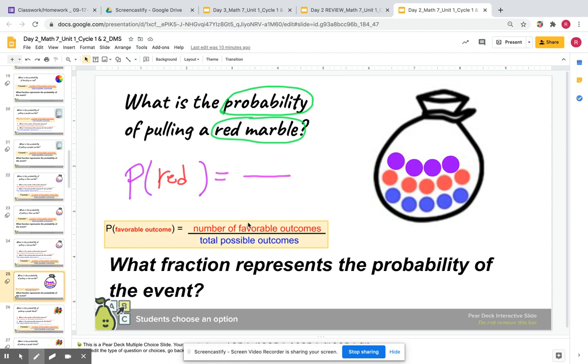It has a numerator and a denominator. Anyways, the numerator is the number of favorable outcomes, so go ahead and count those. I hope you were able to count that there's 5 red. That's our favorable outcome. Matches up. The denominator is the total possible outcomes. Go ahead and fill in the denominator. Okay, I hope you were able to notice that there was a total of 14 marbles. That's the total. Anyways, this is your solution, 5/14, for the probability of pulling a red marble from that bag.